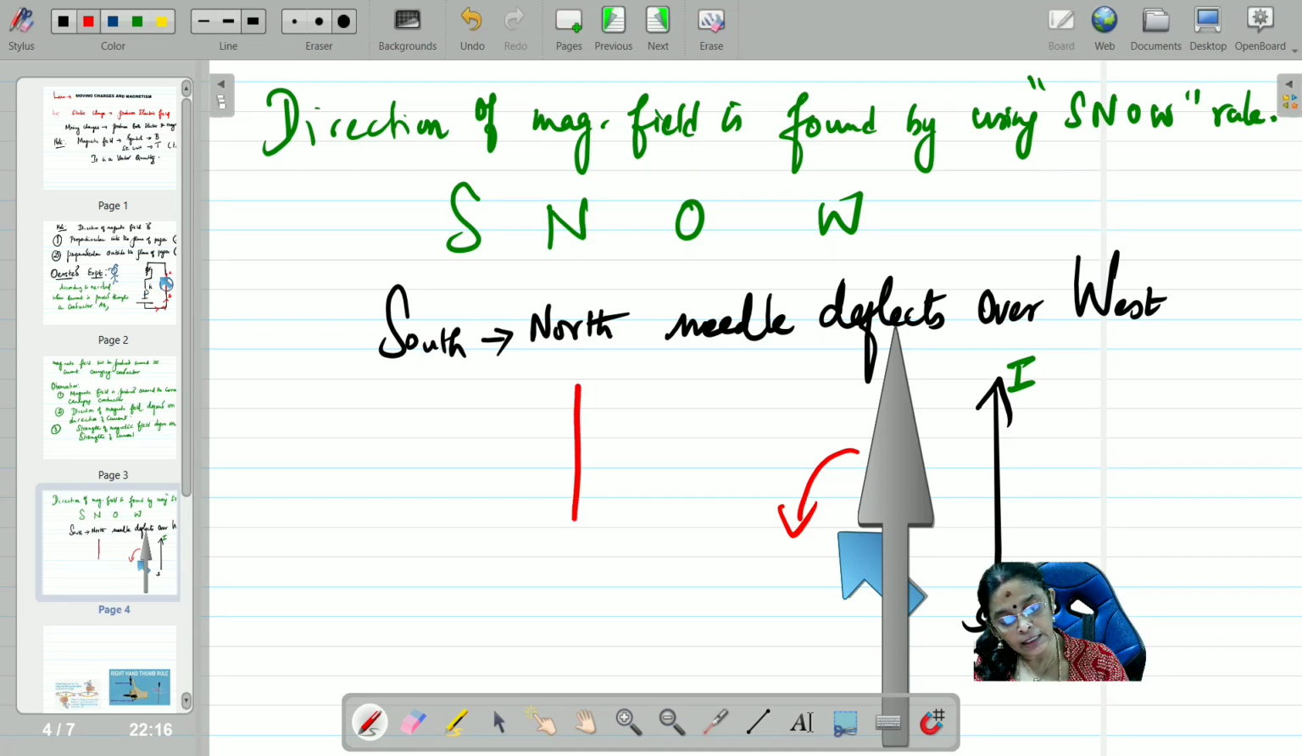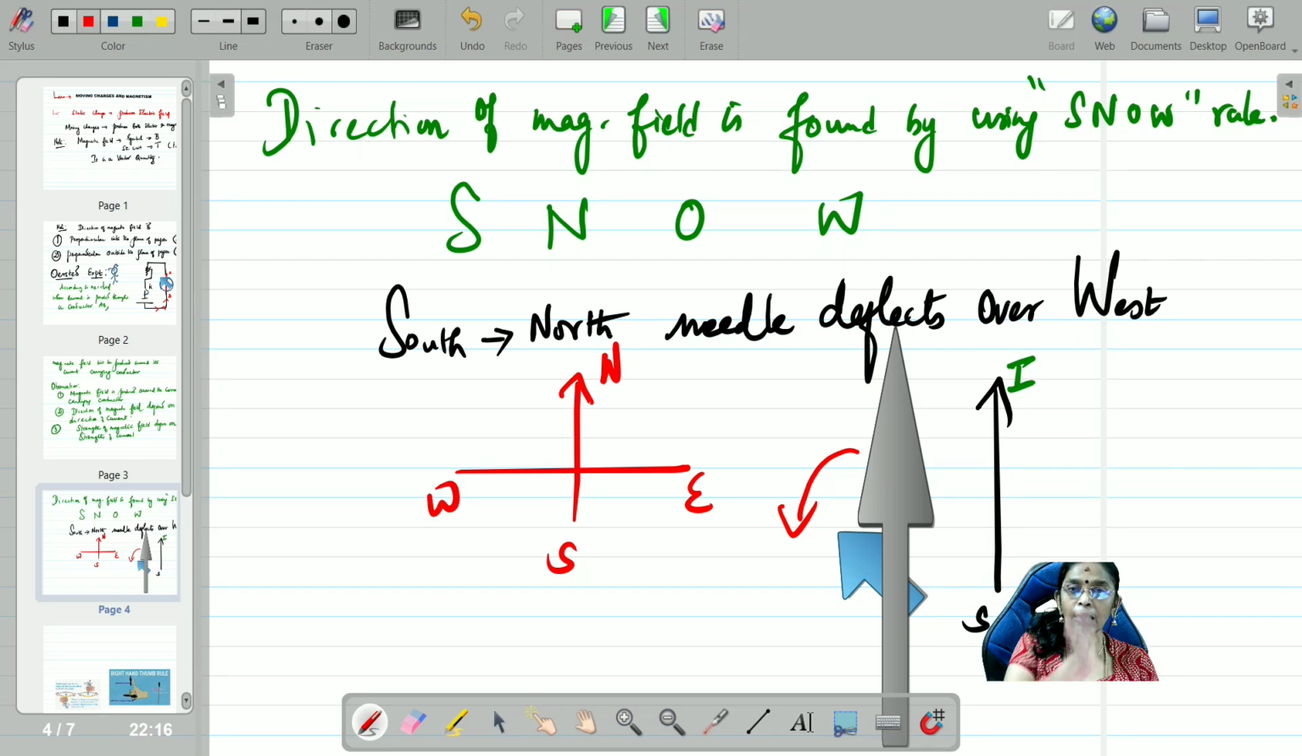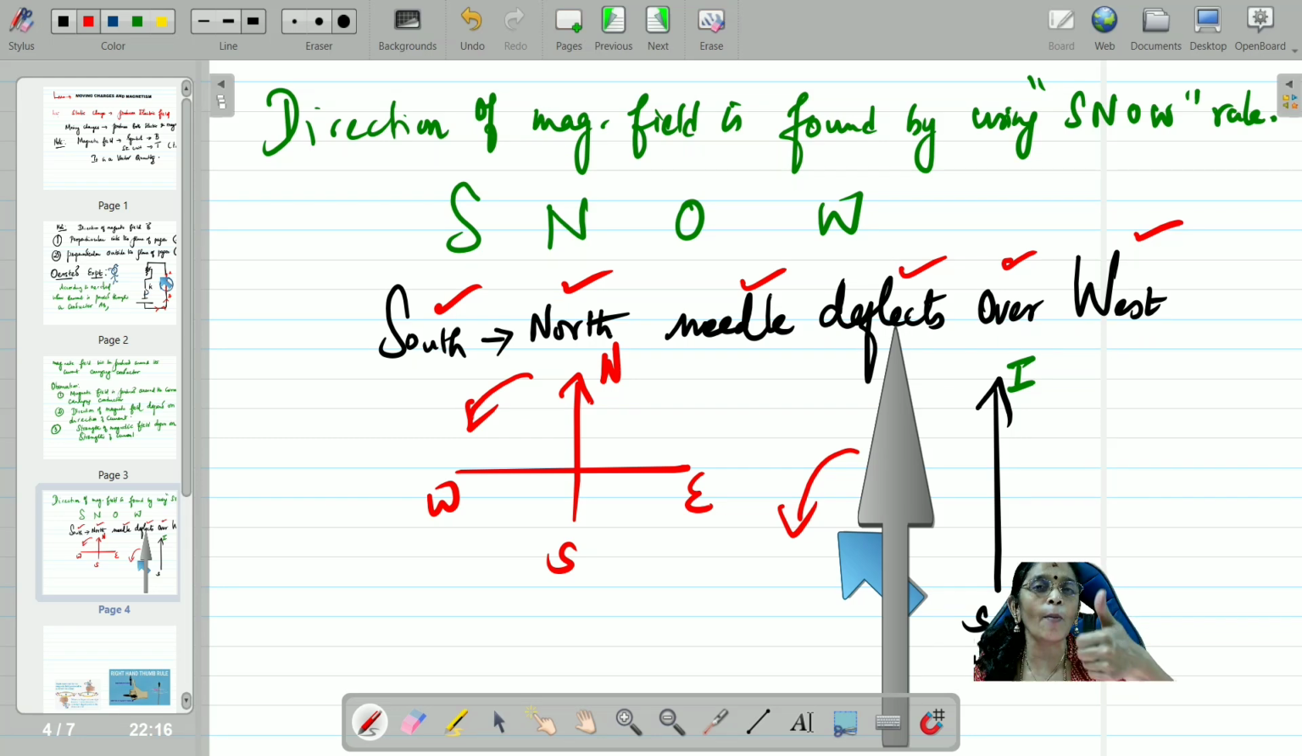So that means this is south to north. The needle will be deflecting towards west. See, look at the west. West is nothing but towards left, no? So the needle is deflecting towards west. So south to north, needle deflects over west. That is what Snow rule. Understand? So Snow rule is the old rule, but nowadays we are using right hand thumb rule.